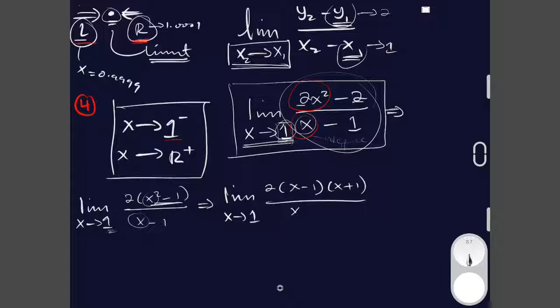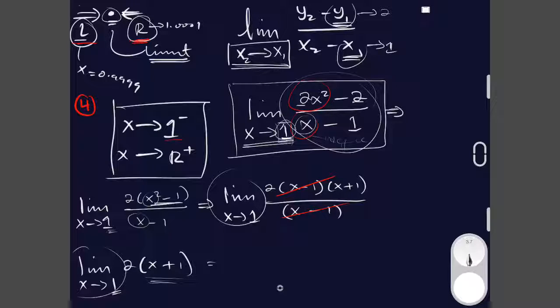When we do that, the x minus 1 at the bottom and the top cancels, and we're left with the limit as x approaches 1 of 2 times x plus 1. Then we see, can we substitute 1 for x and get a value that is not undefined? Yes, we can plug in 1. Once you do the substitution, you can drop the limit symbol and just write 2 times 1 plus 1, because we're substituting the value. And then we get 4.